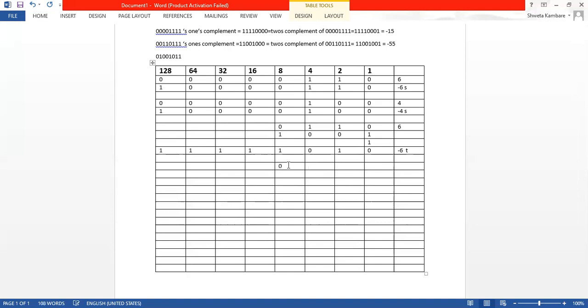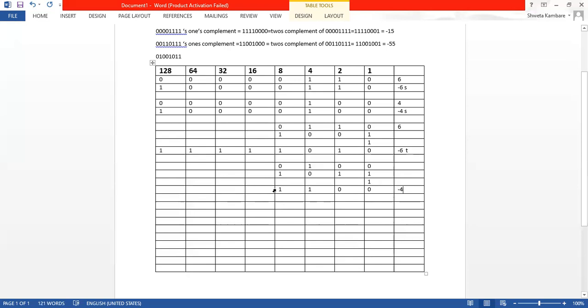0 1 0 0, that is 4. Now how will you represent minus 4 in 2's complement representation? That will be 1 0 1 1 plus 1. That will be equal to 1 plus 1 is 0 carry 1, 1 plus 1 is 0 carry 1, 1 plus 0 is 1, and this one will be as it is. So this is your minus 4.